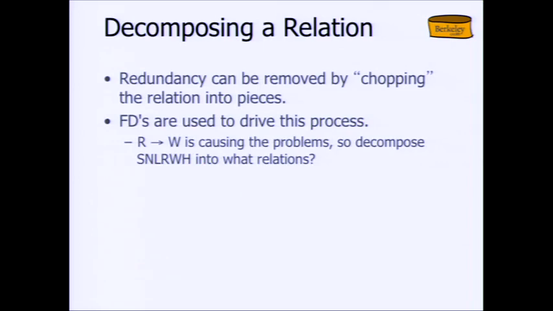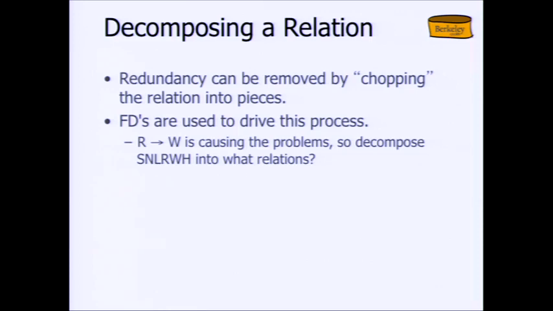What we're going to do is that when we see this redundancy coming from functional dependencies, we'll just chop up the relation in a fairly obvious way. We're going to use functional dependencies to help us decide how to chop up the relations. We're going to chop them vertically, to be clear. RW is causing the problems, so we shall decompose Snurlr into what? What would be a good table to peel out of this? What columns might we want to set aside?